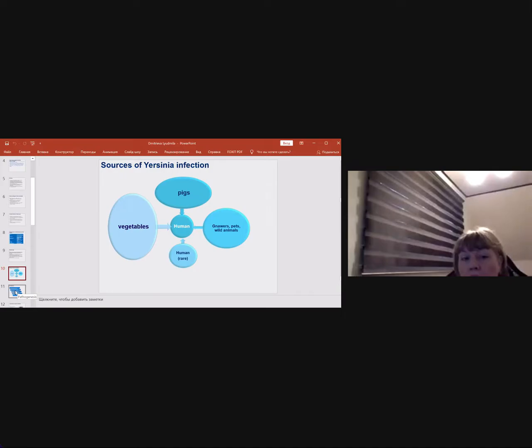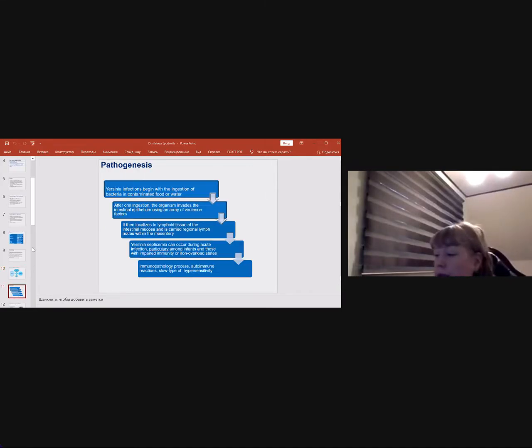And several words about pathogenesis. The first, if you remember about urease, yes, about urease, neutralization of stomach acid, yes, and the next, Yersinia infections begin with ingestion of bacteria in contaminated food or water. After oral ingestion, the organism invades the intestinal epithelium using an array of virulence factors.